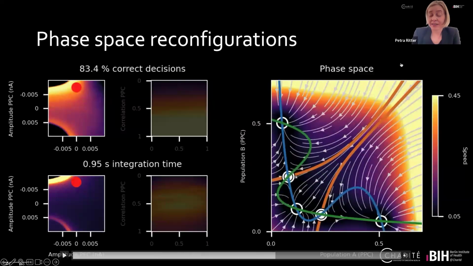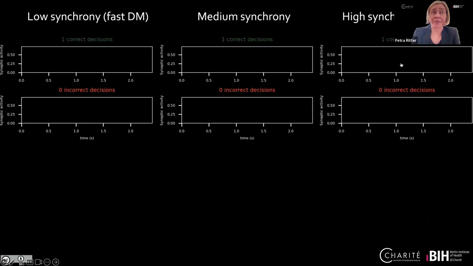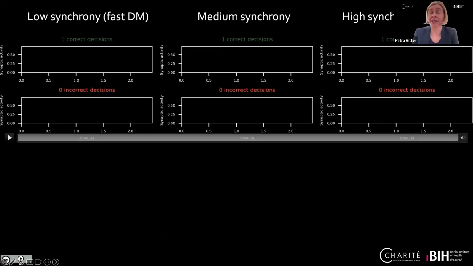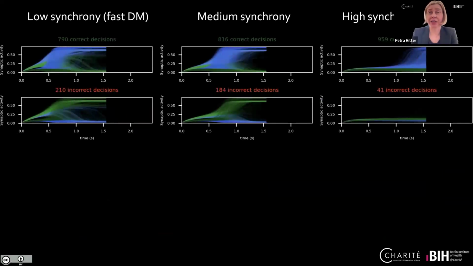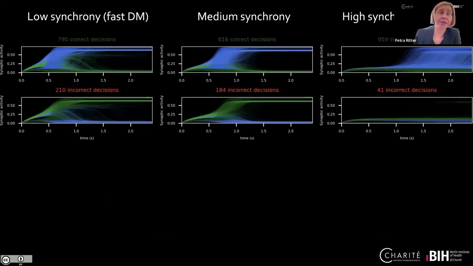So now we go into the details to understand this better. We have here three different scenarios: low synchronicity or low functional connectivity in the brain, fast decision making but also less correct decision making; medium synchronicity; and high synchronicity or functional connectivity, slow decision making with a high accuracy. These are our simulated data for the three scenarios.